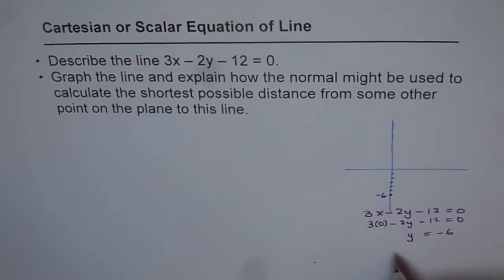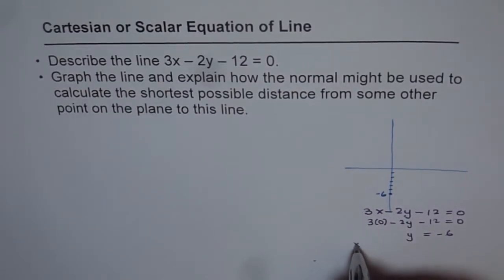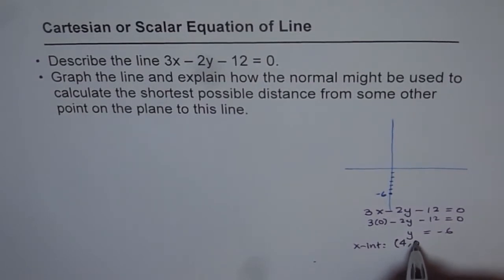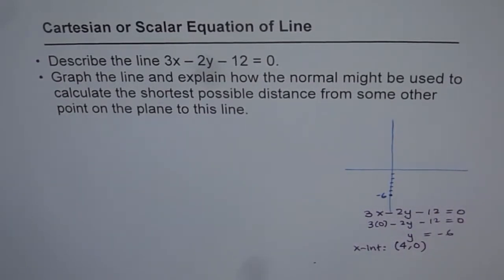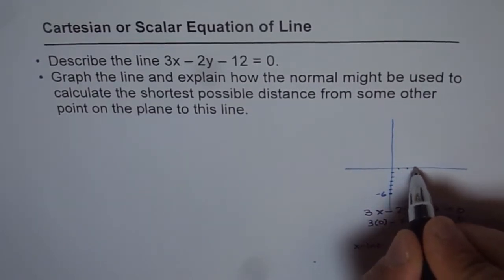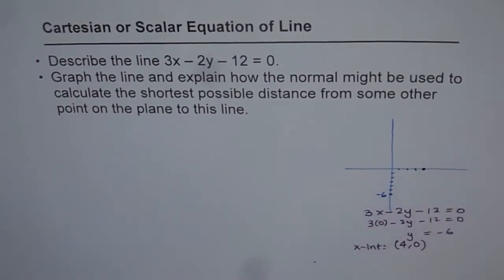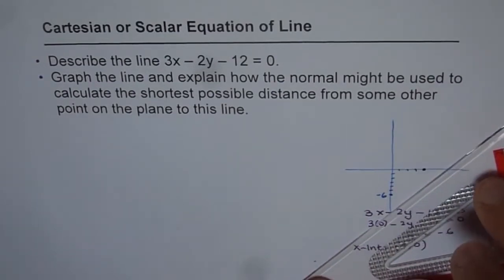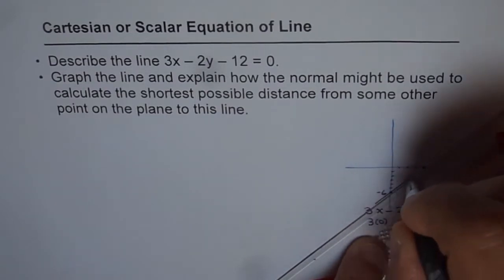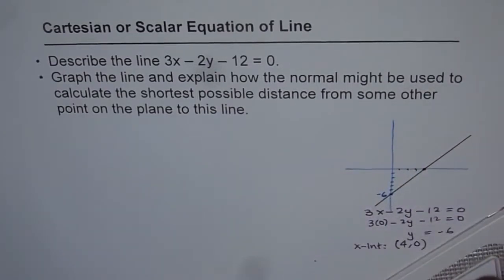Now to find the x-intercept, let's substitute 0 for y and get the x-intercept, right? Since y is 0, we get 12 divided by 3, which is 4. So we get 4 comma 0. Let's plot this point: 1, 2, 3, 4. So that is my x-intercept. Now if I join these two, I get the line in R2. So here is the line 3x minus 2y minus 12.